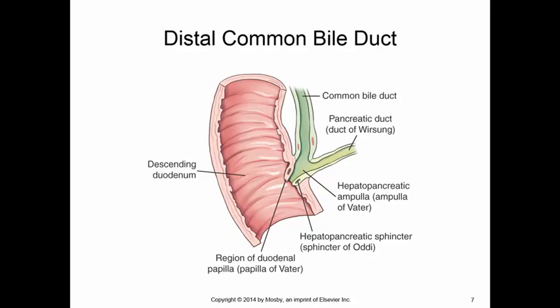In other words, the common bile duct does not enter right away at the duodenum where it meets with the stomach. It enters further down at what's known as the descending duodenum. And I will point that out to you.